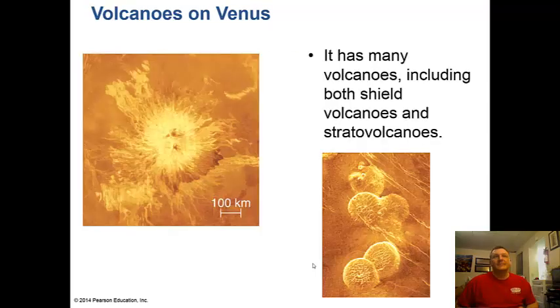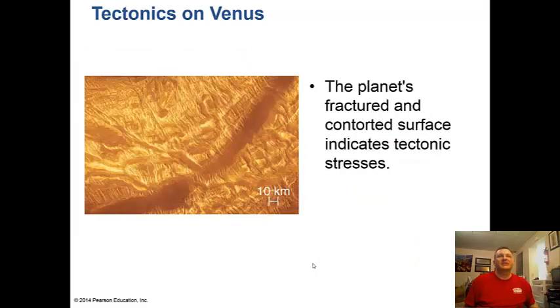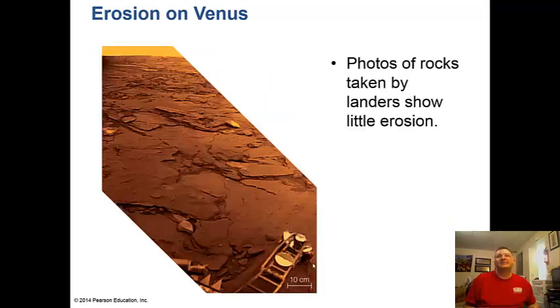the surface. It does have many volcanoes, including both shield volcanoes and stratovolcanoes. And we call these volcanoes in the lower right picture here pancake volcanoes because the surface pressure on Venus is so thick, the atmosphere is so high pressure that it doesn't allow for volcanoes to spew lava out into the atmosphere. They just kind of float down and make these pancake domes. Pretty neat stuff. We know the planet's fractured and contoured surface indicates tectonic stresses have formed in the past.